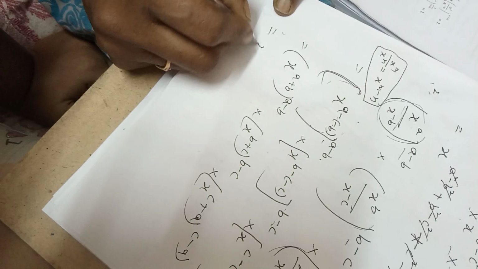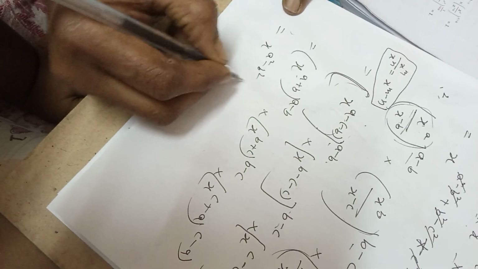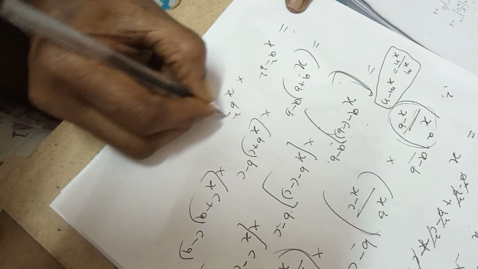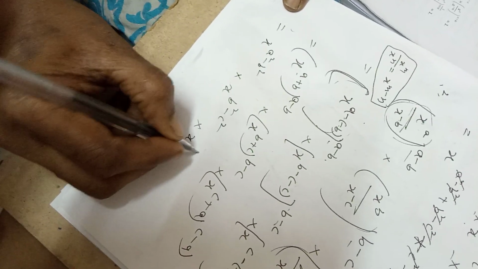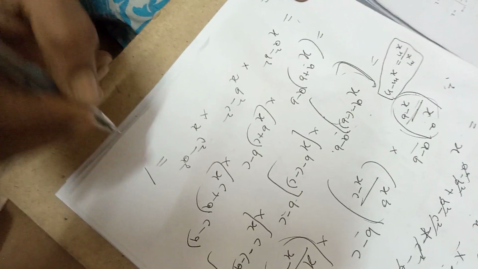Now from here, like the previous sum, we can do it. X to the power of (a plus b) into (a minus b), a square minus b square. X to the power of b square minus c square, x to the power of c square minus a square. Now same base multiplication, add the powers, then you will get 1. That's all.